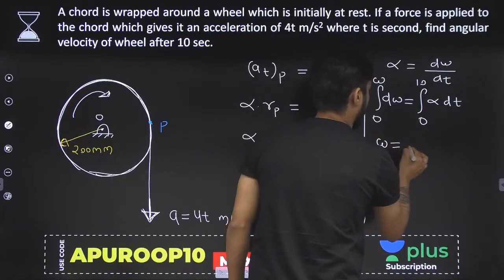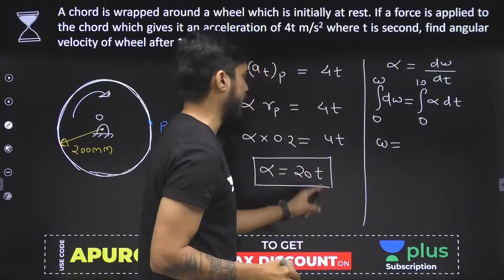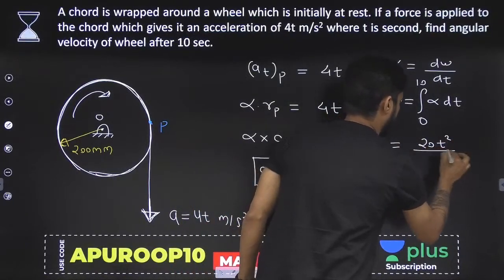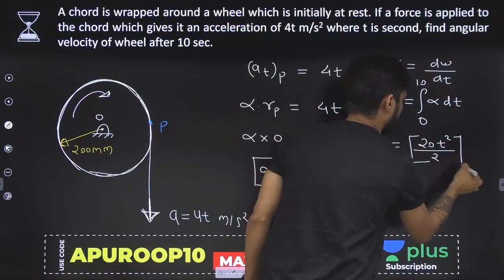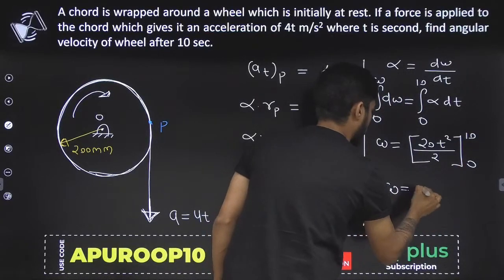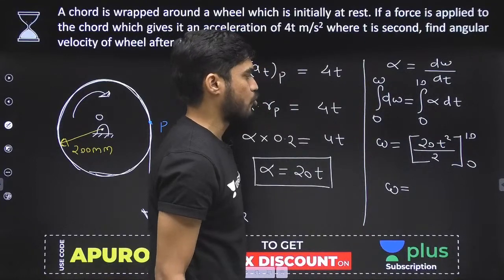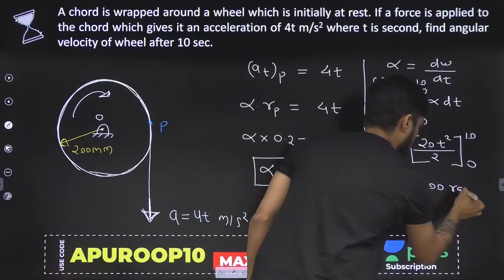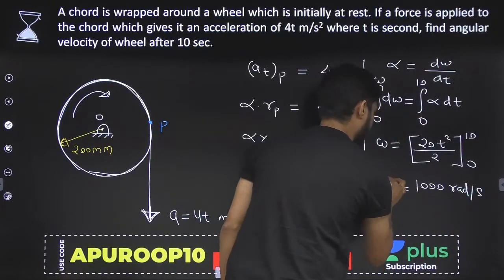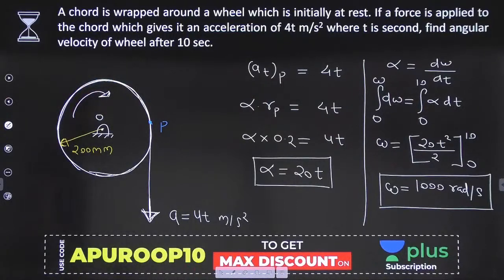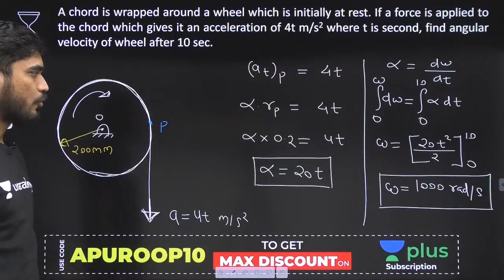So omega equals, what is alpha? 20t. So if we integrate 20t, what will it become? 20t square by 2 from 0 to 10. So 10t square. Okay, so 10 into 10 squared is 1000 radian per second. Very good Sanju, very good Vamsi, very good beta, very good Palak.